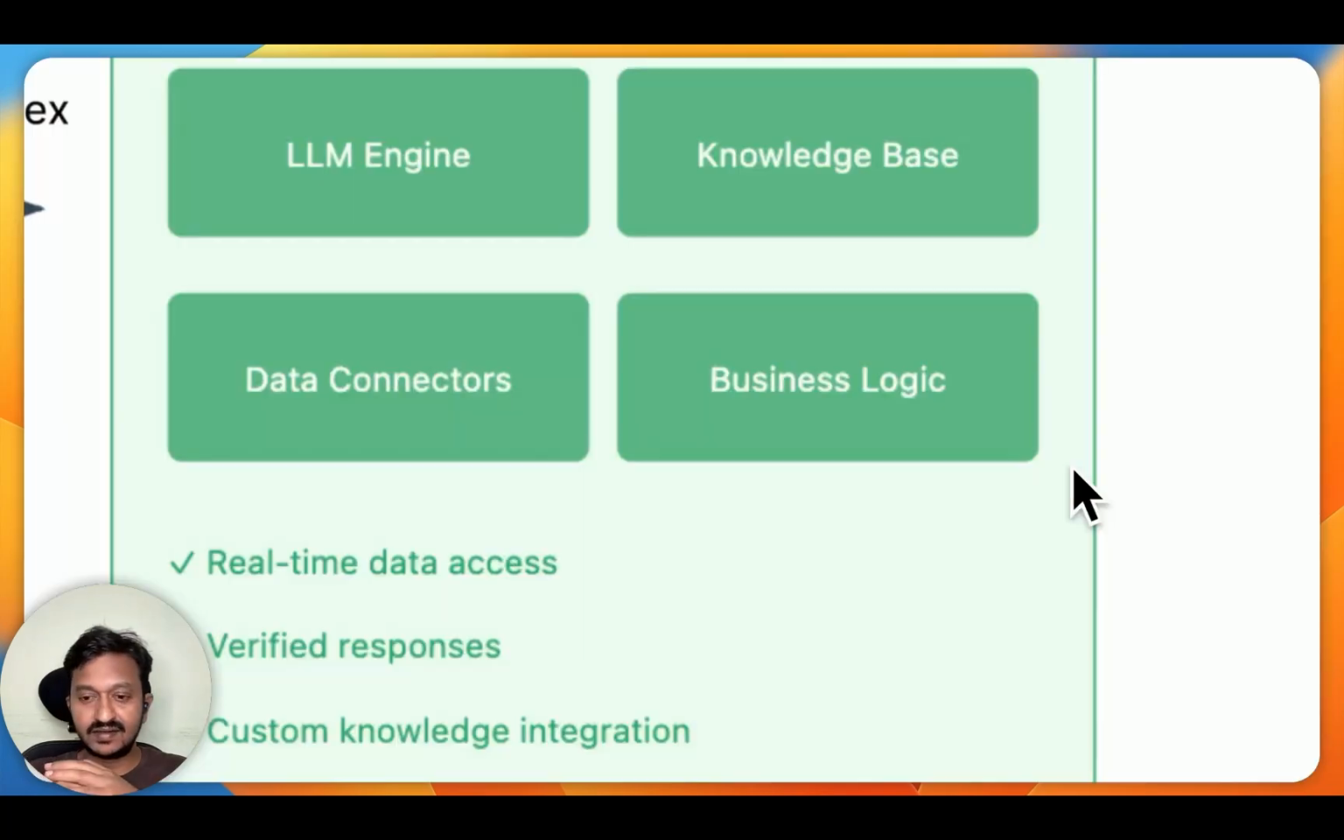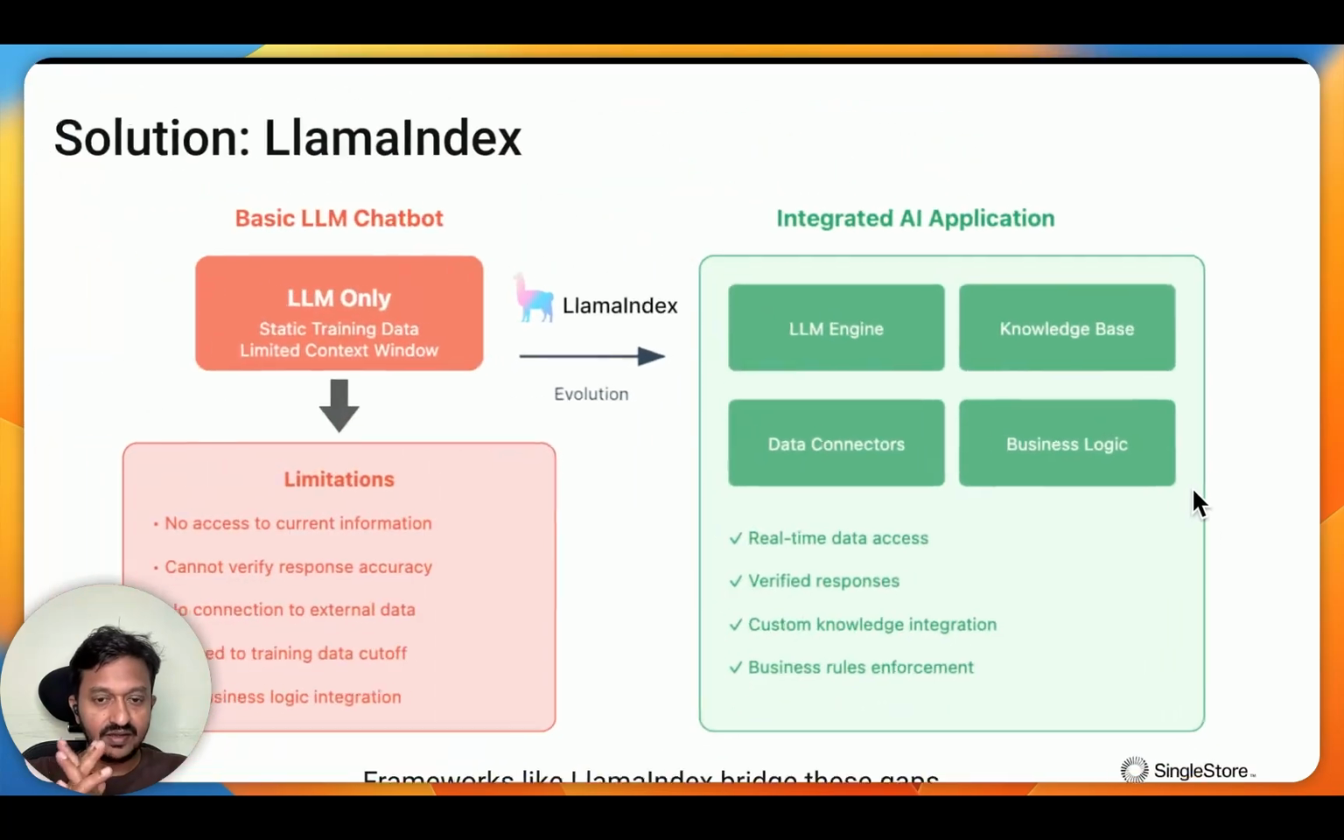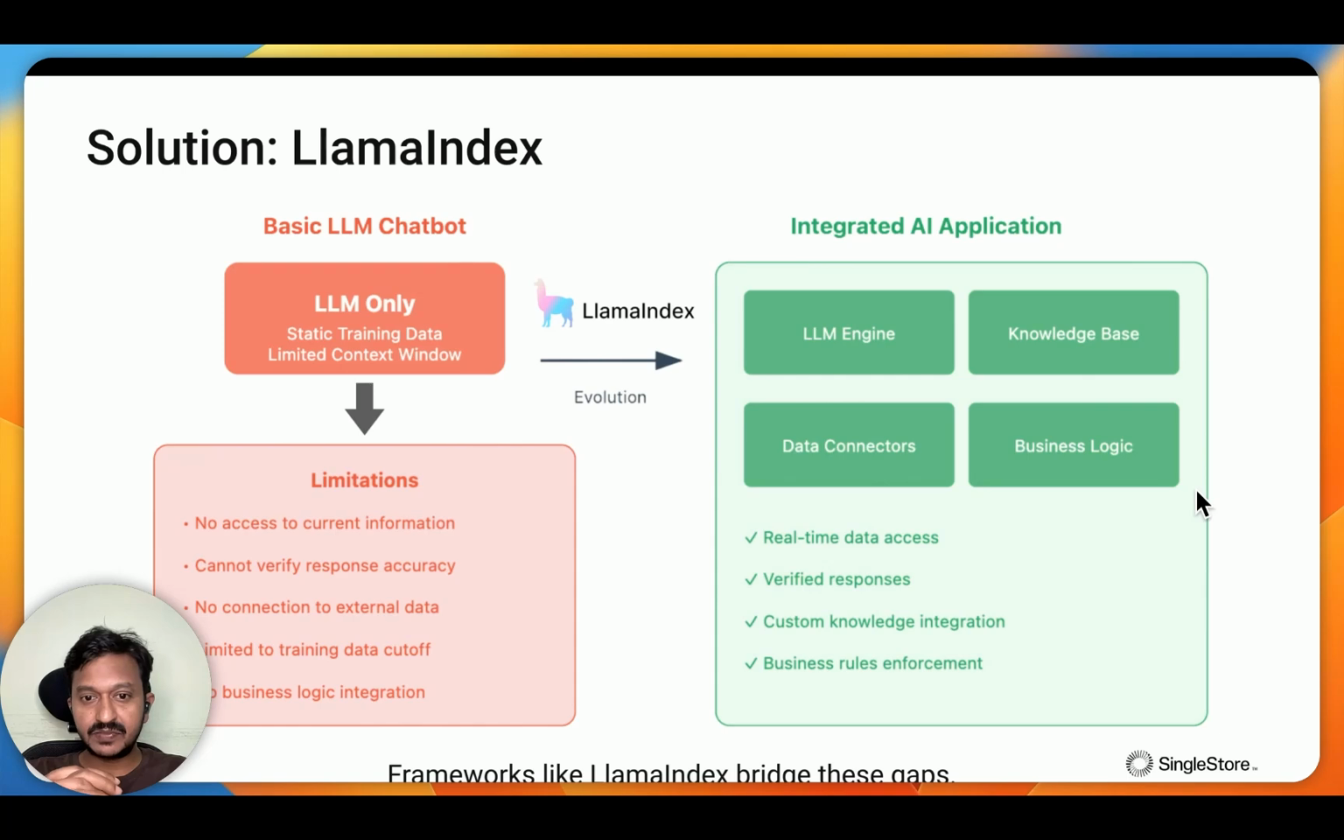That is where we require an AI framework like LlamaIndex, which sits in between the basic LLM chatbot and the integrated AI application. It comes as a savior to help you with real-time data access and verified responses. You can do response verification, and you can connect your own custom data. So custom knowledge integration, you can do business rules enforcement, and you can do a lot of things and build very robust AI applications using this framework known as LlamaIndex.